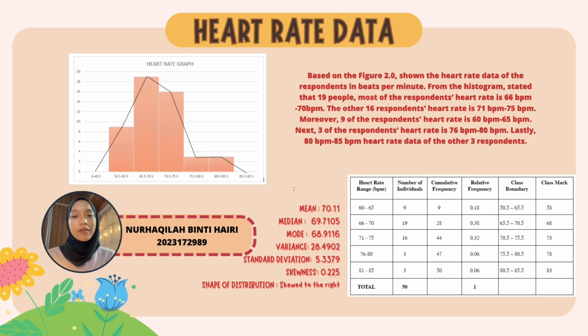The respondents' heart rate data in beats per minute is displayed in figure 2.0. According to the histogram, the majority of the 90 respondents had heart rates between 66 and 70 beats per minute. Heart rate ranged from 71 to 75 bpm for the remaining 60 respondents. Also, the heart rates of 9 respondents ranged from 60 to 65 beats per minute. Next, 3 individuals had heart rates between 76 and 80 beats per minute. The final heart rate range for the other 3 respondents was 80 to 85 bpm.